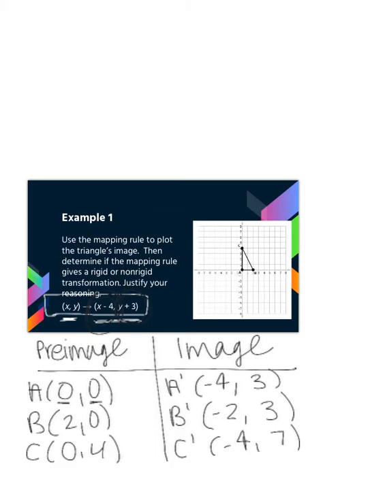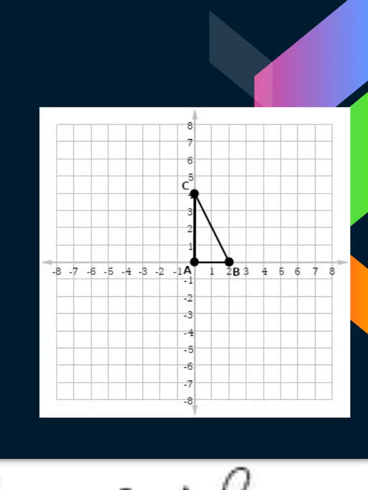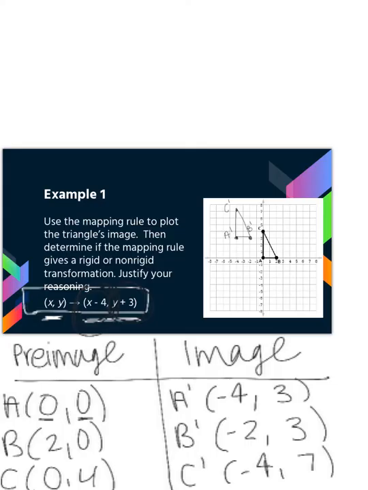Now that I have my coordinates, I just need to plot them. I know that A prime is at (negative 4, 3), B prime is located at (negative 2, 3), and C prime is located at (negative 4, 7). To finish, I just have to connect the dots in the same order that I saw them in the pre-image. So I have A prime to B prime to C prime, and C prime to A prime. So I've finished the problem halfway.